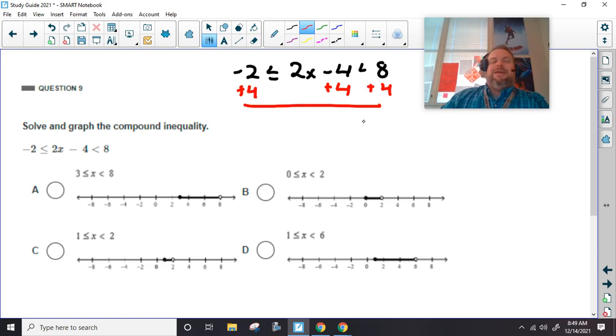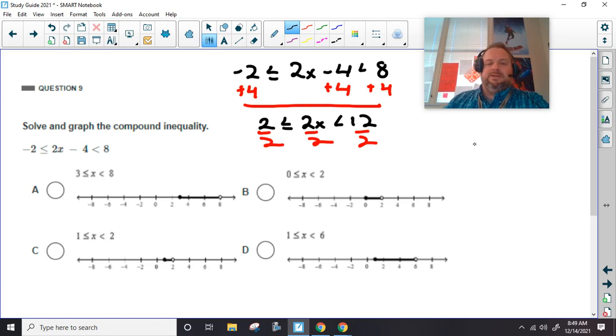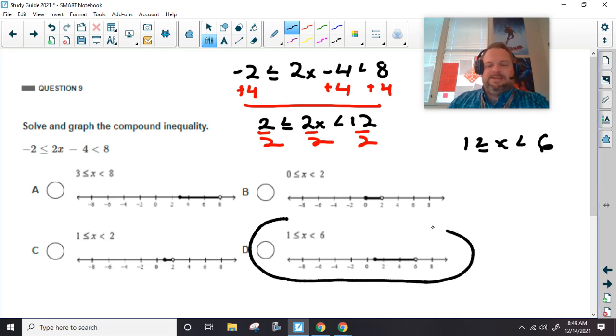All right, this is a compound inequality. We got to work from the inside out. 2x less than 12. And then we divide everything by 2. So we would get 1 is less than or equal to x is less than 6. All right, for me, that is D. For y'all, it is B.